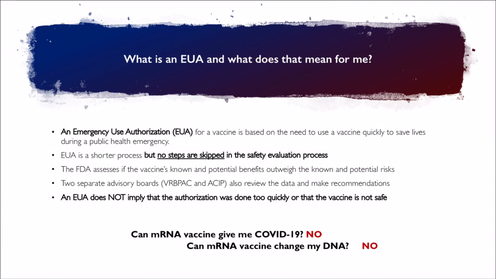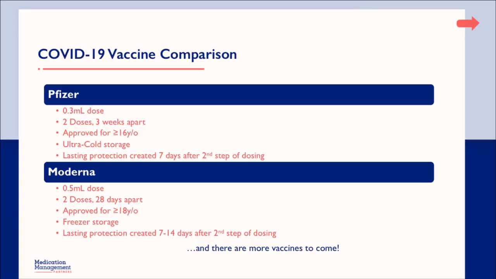An EUA is a shorter process, but no steps are skipped in ensuring the safety and efficacy of the vaccines, as I shared earlier. And when granting the EUA, the FDA is really assessing if the vaccine's known and potential benefits outweigh the known and potential risk of the disease that it's being used to immunize people against. And there was staggering evidence that these vaccines would help to get us out of this pandemic. So absolutely, they both have received approval, and we expect more to receive approval over the coming year.